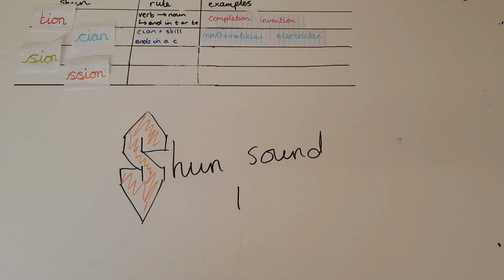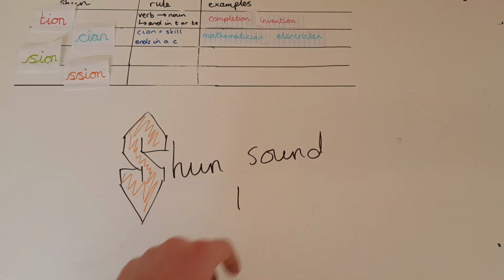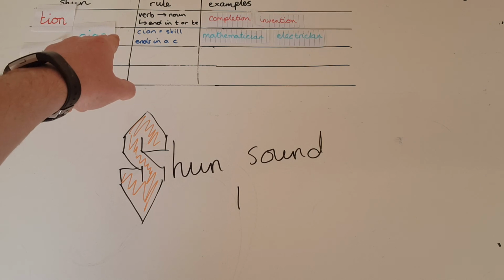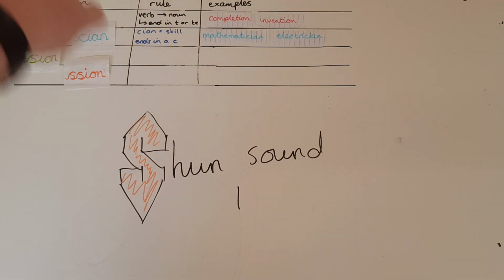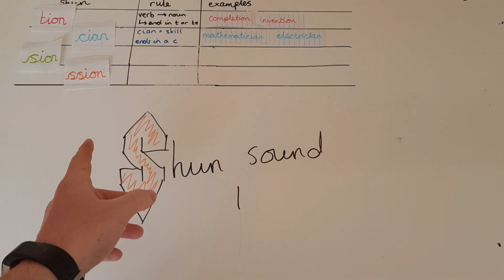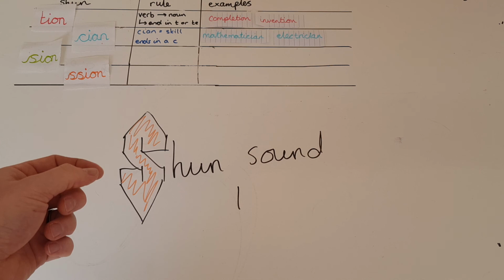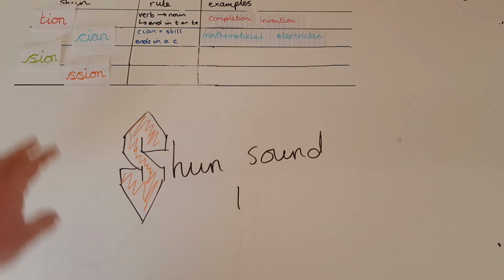So tomorrow we're going to move on to the SION and the SSION for the shun sounds lesson 2. If you want to crack on with these TIONs and CIANs, I'm going to put some work on to go with this video as well, just so you can practice. There's also your spelling list with all four rules on there for you to have a look at, so you can get some homework in ready for the SION and SSION as well.